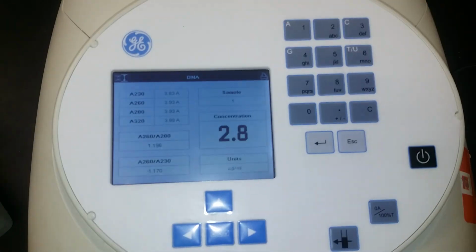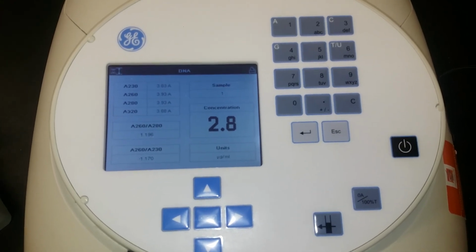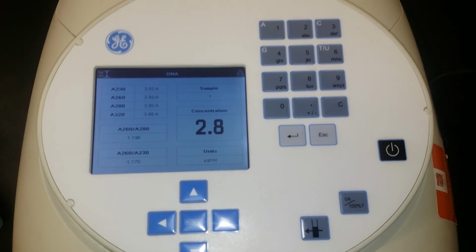So, the GE NanoView is an extremely efficient way to detect low concentrations of DNA.